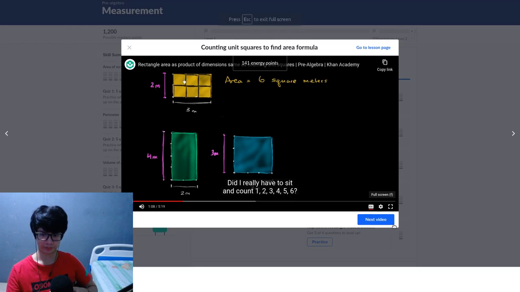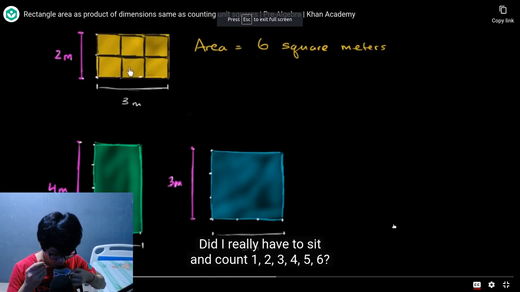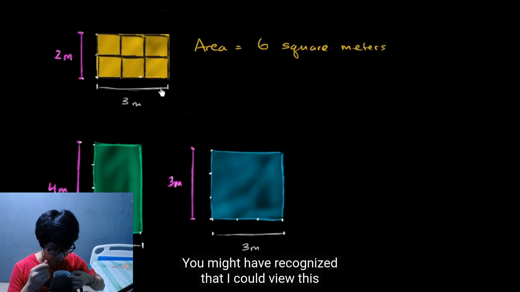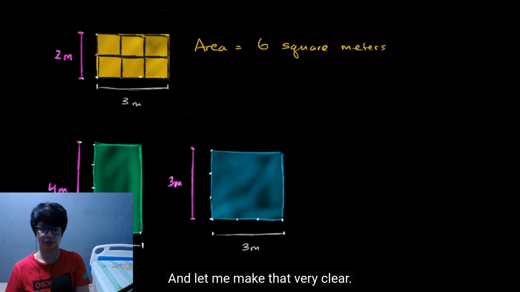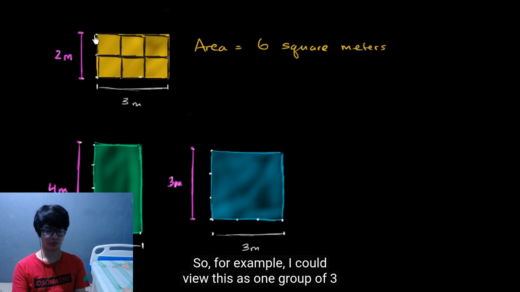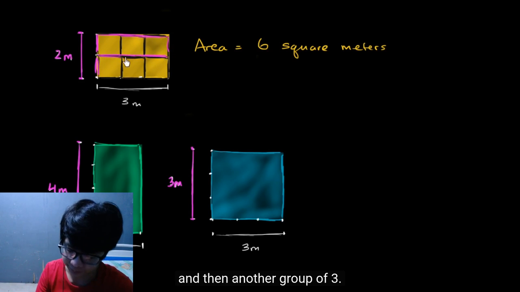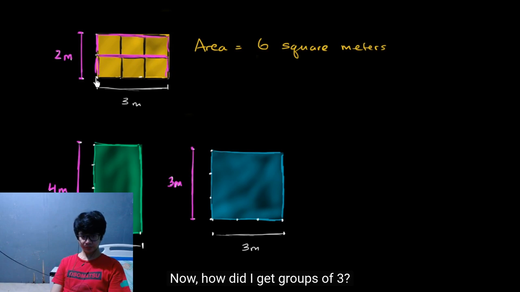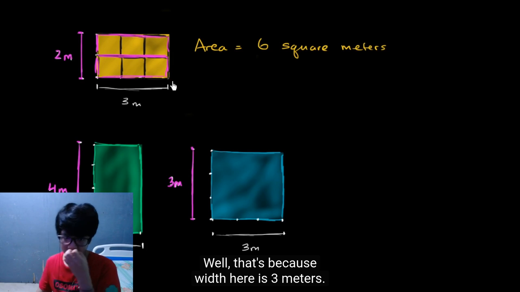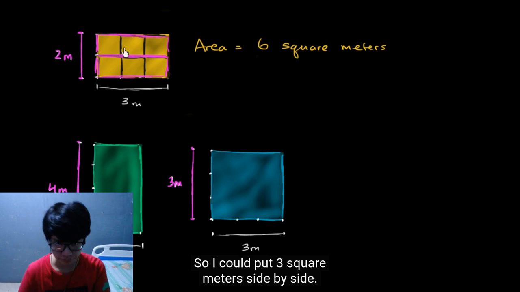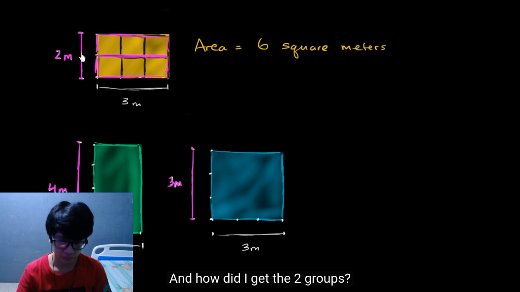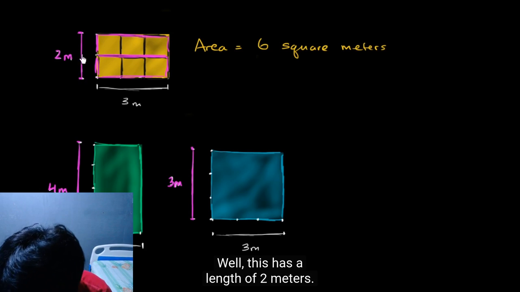But something might be jumping out at you. Did I really have to sit and count 1, 2, 3, 4, 5, 6? You might have recognized that I could view this as really 2 groups of 3. Let me make that very clear. So for example, I could view this as 1 group of 3, and then another group of 3. Now, how did I get groups of 3? Well, that's because the width here is 3 meters. So I could put three square meters side by side. And how did I get the 2 groups? Well, this has a length of 2 meters.